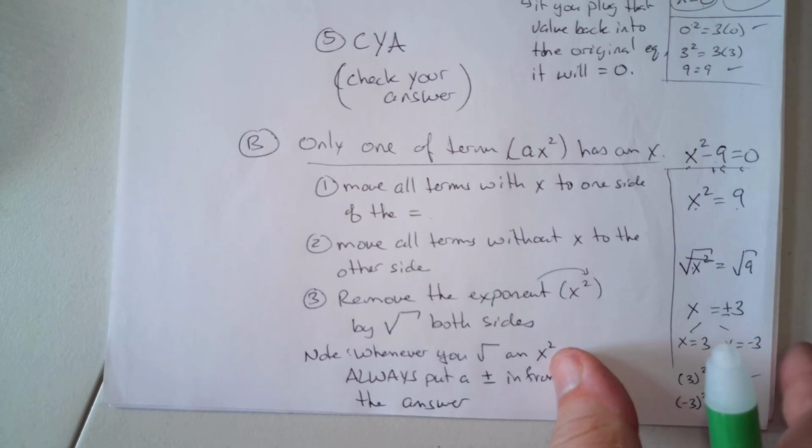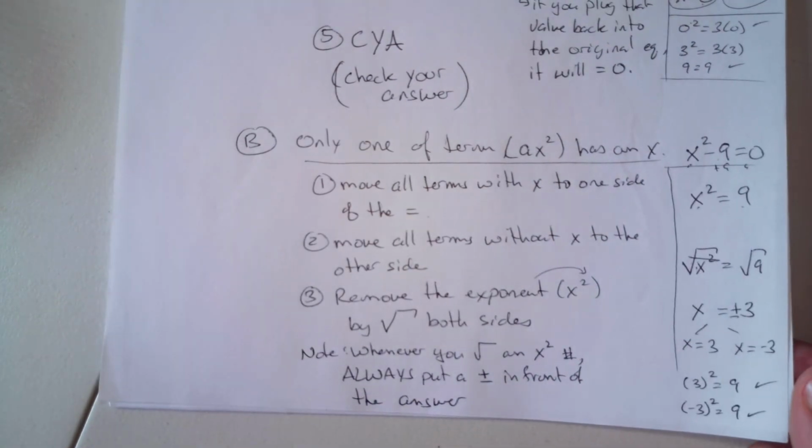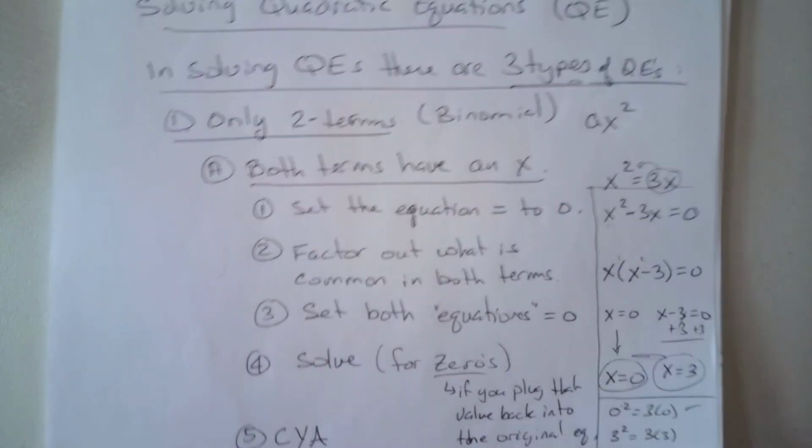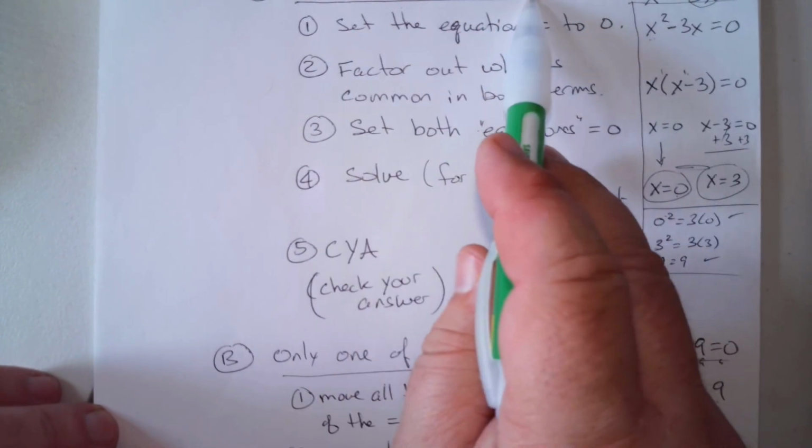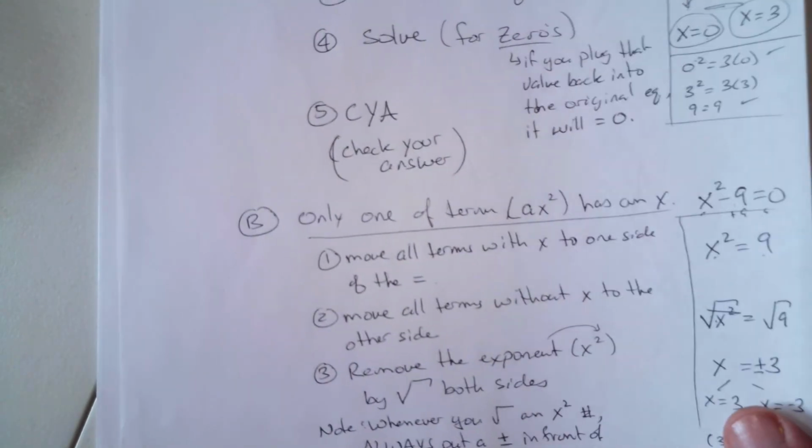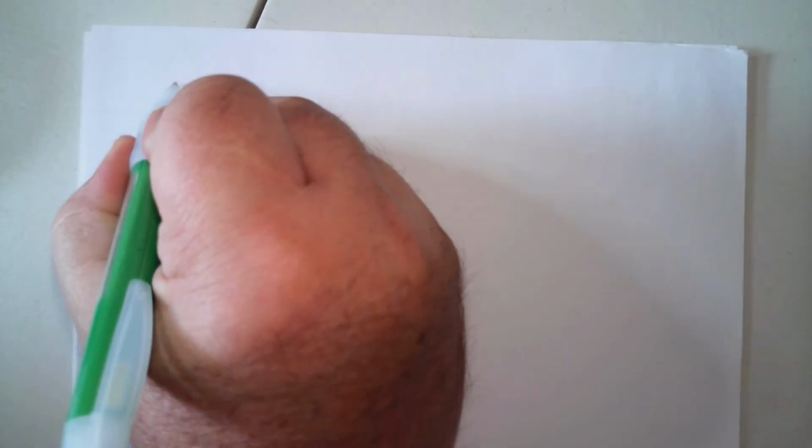Okay, that's two of the types. They only have two terms. If it only has two terms, remember they're called binomials. If both terms have an x, you do that. If only one term has an x, you do this. So those are the easy ones.